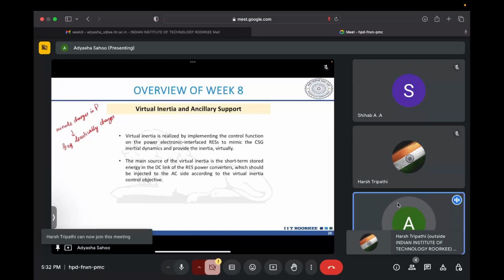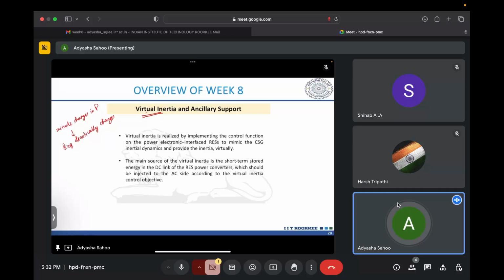So what we want is we basically design various control algorithms installed in the converters so that the renewable energy resources are able to mimic the characteristics of a conventional synchronous generator to provide the inertia virtually, hence the term virtual inertia. So how is this energy stored? Basically, the virtual inertia is the stored energy in the DC link of the renewable energy resources in the converters, and this is then injected into the AC side to maintain the frequency according to the control algorithm that is already fed to the converters.